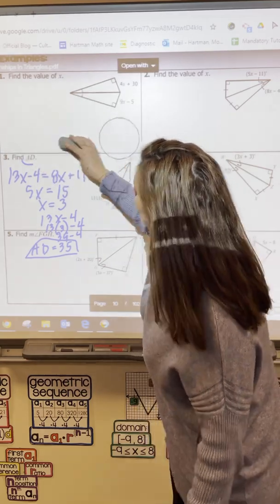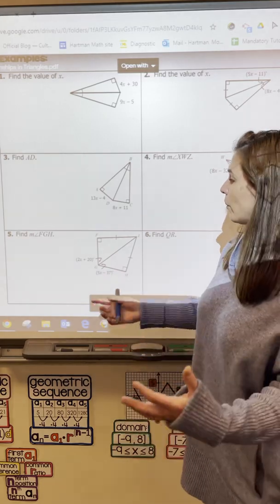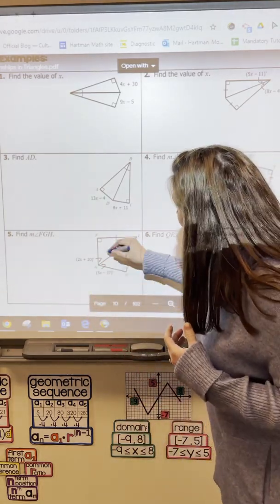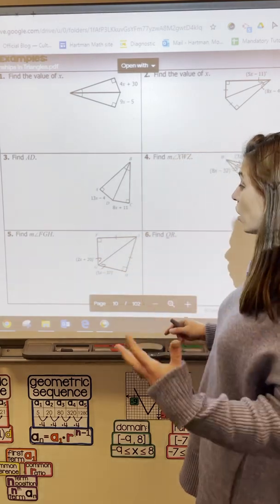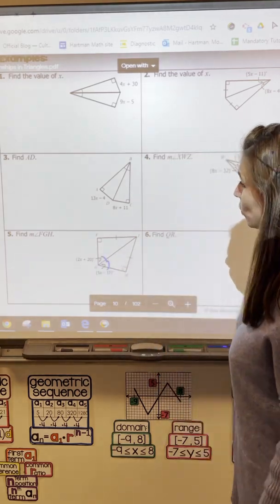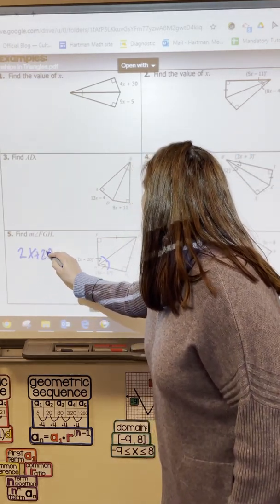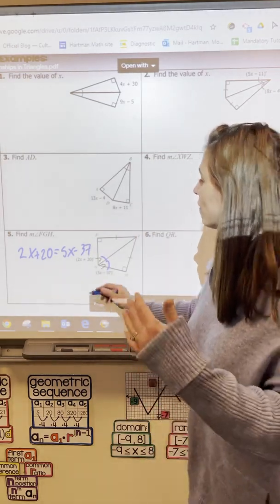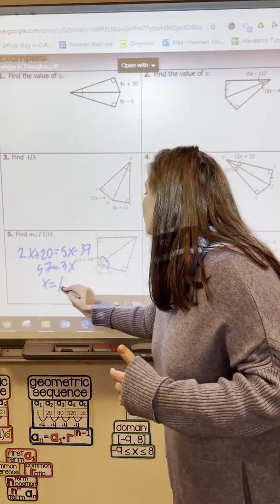Okay, let's take a look at number 5. So first of all, we have to ask ourselves, is this an angle bisector? Well, I know that these are perpendicular and these lengths are congruent, so I know then that this angle is congruent to each other. So I can say that 2x plus 20 is equal to 5x minus 37. So we solve this and I get 3x equals 57, x then equals 19.